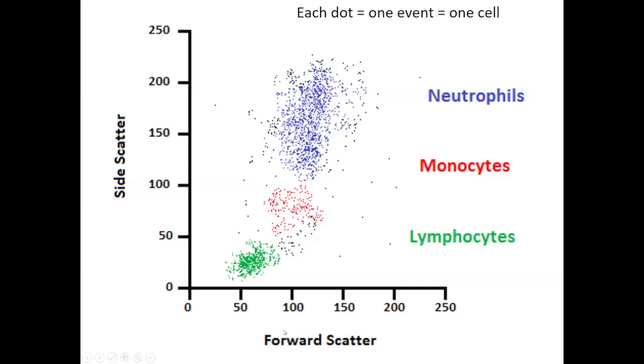Now we have forward scatter on the x-axis and side scatter on the y-axis. So what is this population? This is a population which has very low forward scatter and very low side scatter. So in a peripheral blood setting, this is lymphocytes.